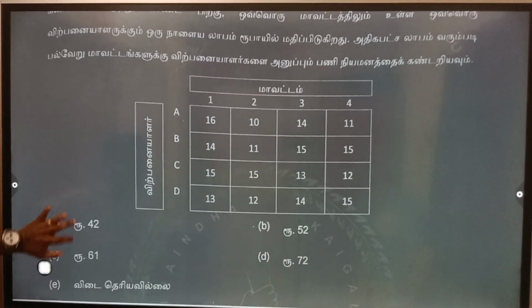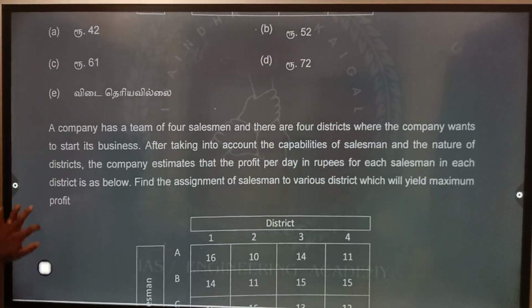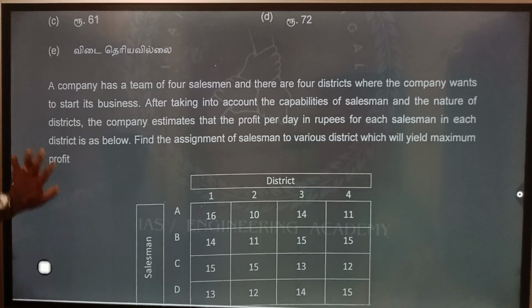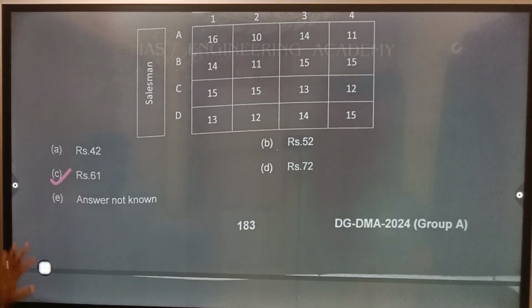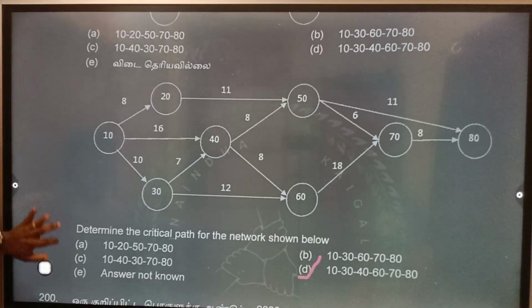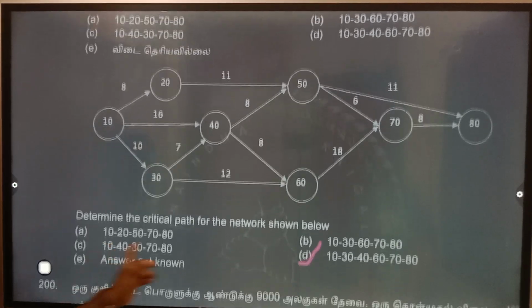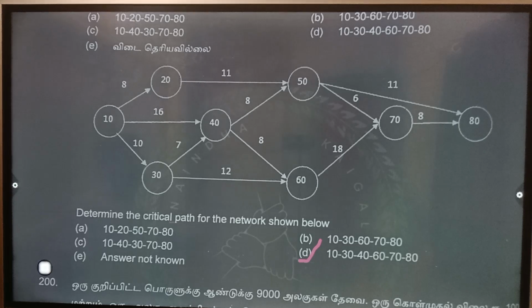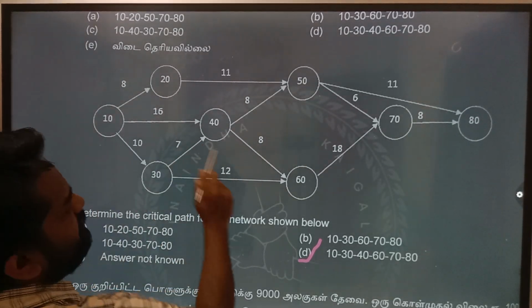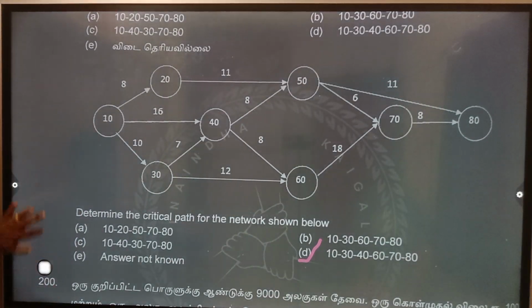198. Assignment problem. Answer is 61. C is the answer. 199. CPM, critical path method. When you find it, 10, 30, 40, 60, 70, 80. This is the critical path. Okay, D is the answer.